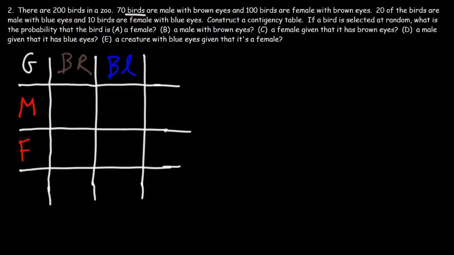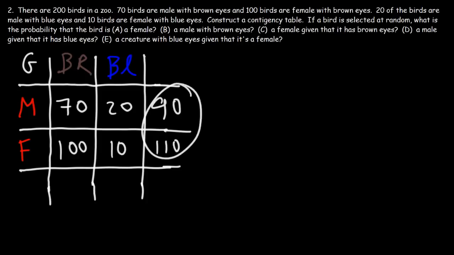So 70 birds are male with brown eyes. So let's put a 70 here. 100 birds are female with brown eyes. 20 birds are male with blue eyes. 10 birds are female with blue eyes. So what's the total number of males? 70 plus 20 is 90. Now the total number of female birds is going to be 100 plus 10, which is 110. So adding these two will give us a total of 200 birds in this zoo.